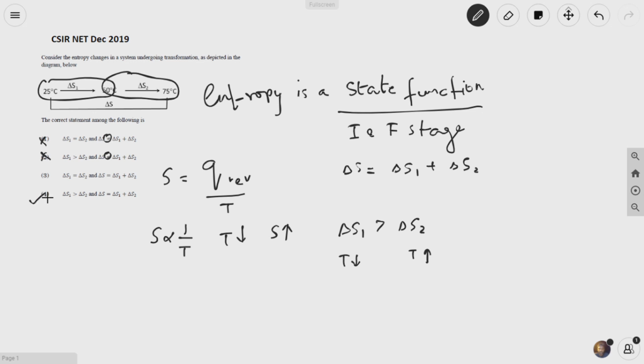So I repeat once again, we started from entropy as a state function, so it only depends upon the initial and the final state. So we got this expression. Then we know that S is given by Q reversible by T. From there we got that entropy is inversely proportional to temperature. So lower the temperature, higher the entropy. So from there we arrived at the right answer.